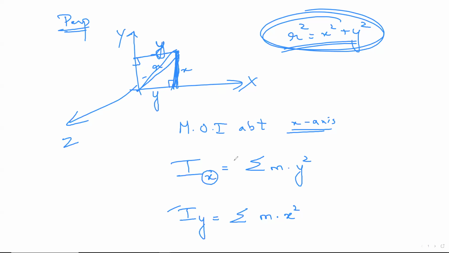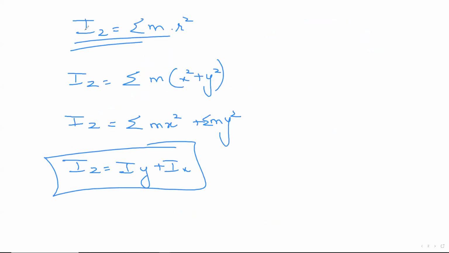Ix will be equal to summation of my square, because left hand side, right hand side, it should not be the same. So perpendicular axis theorem. Iy, obviously left hand side, right hand side should not be the same. Summation of mx square. Next is Iz. Iz is equal to summation of mr square.